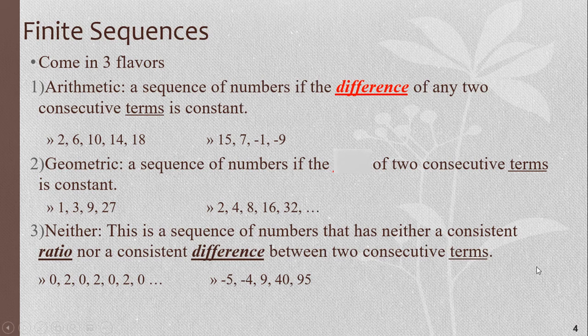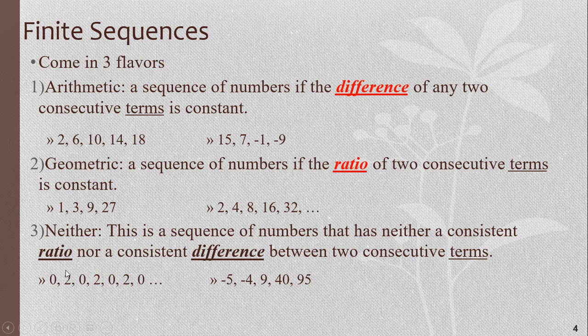Geometric, we'll look a little bit more later at these, but geometric consists of a constant ratio between two terms. So 3 divided by 1 is 3. 9 divided by 3 is 3. 27 divided by 9 is 3. 4 divided by 2 is 2. 8 divided by 4 is 2. 16 divided by 8 is 2. 32 divided by 16 is 2, and so on and so forth.